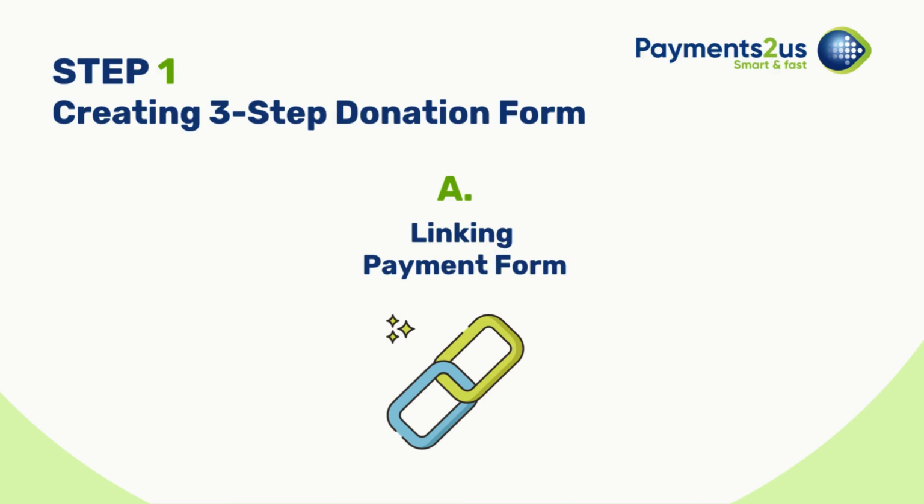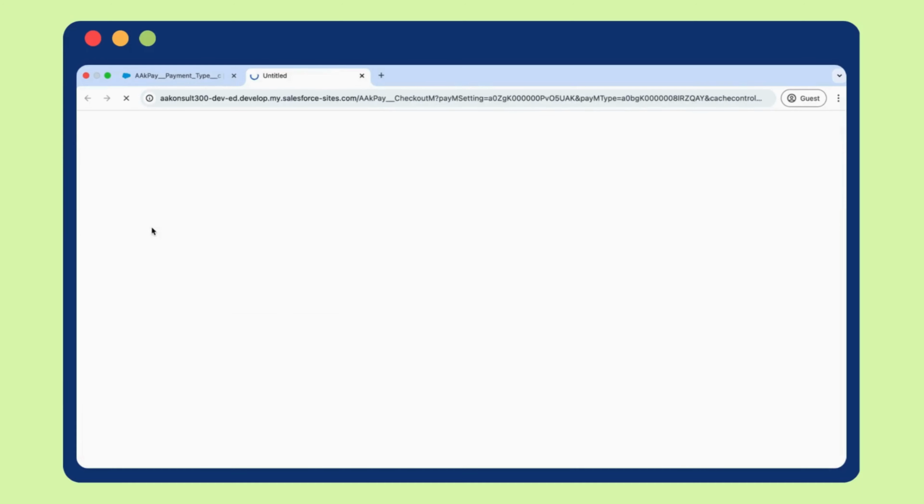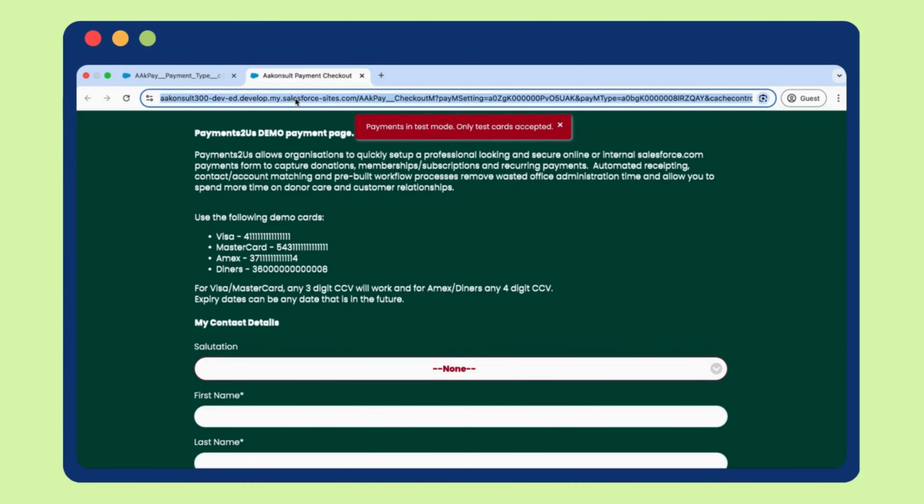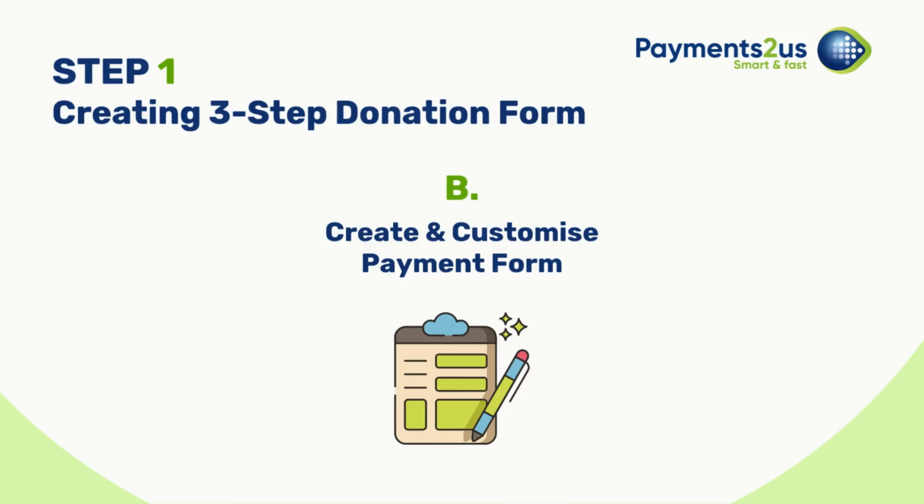Let's start off by getting the donation form link from Salesforce. First, go to the Merchant Facilities and select your merchant facility. Now click on the Payment Form Builder button. Then click on the Your Website button. Copy the web link and paste it into your notepad. You'll need it later.